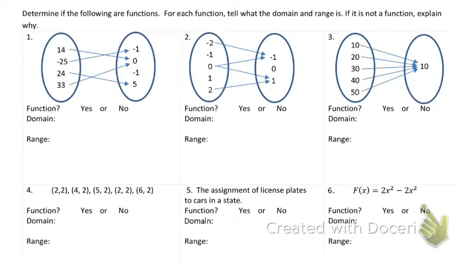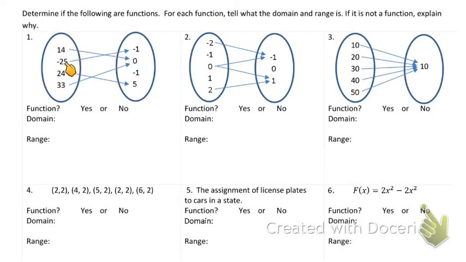Okay, so let's look at number one. First of all, we have to determine, is this a function or not? Remember we talked about it being an input and output. In order for it to be a function, the inputs can only have one partner. If you look at 14, it only has one partner, 0. So right now, 14 is a function so far.